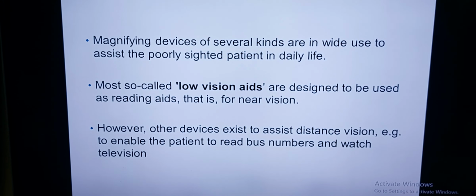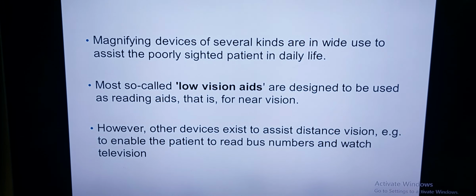So magnifying devices of several kinds are used to assist poorly sighted people who have no chance of improvement in their vision. In order to assist them in their daily life activities, low vision aids are used so that they are helped maximally and can perform their daily life activities.